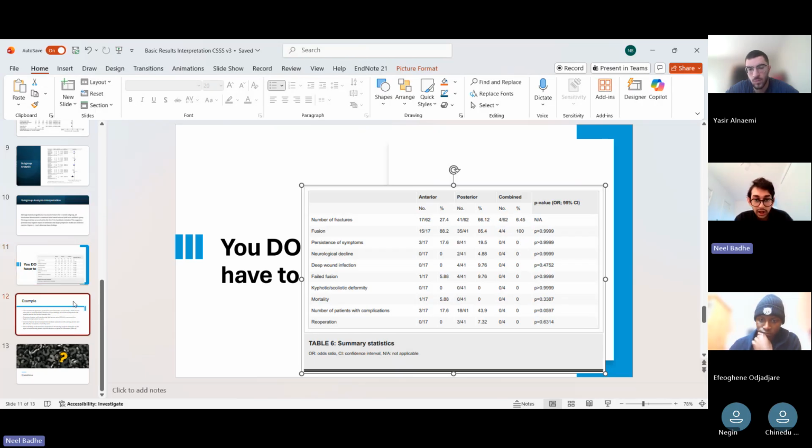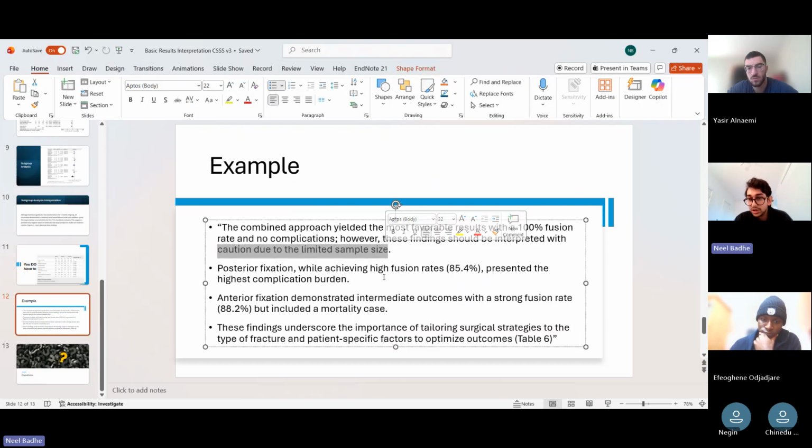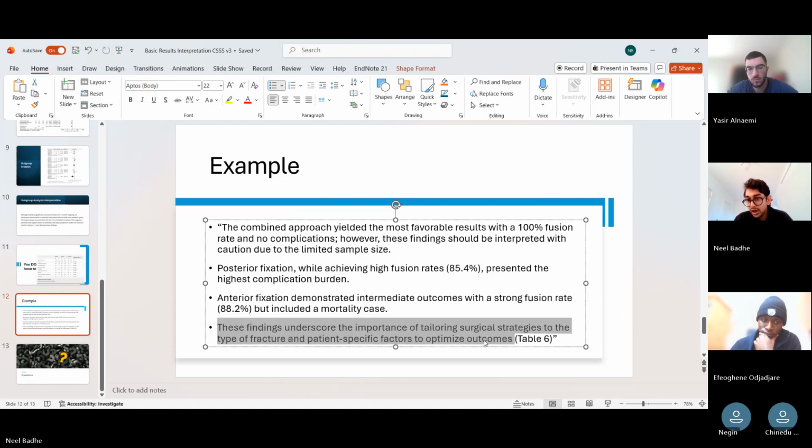But just looking at how this paper inferred the results, they said the combined approach had the most favorable outcomes with no complications and 100% fusion. But again, this bit is critical: caution due to the limited sample size. Posterior fixation had the highest complication burden, and anterior was somewhere in the middle. And then putting them into context of the wider study and the other findings.